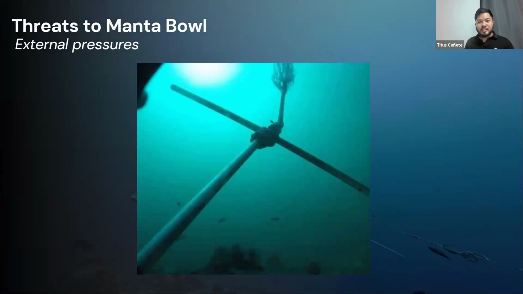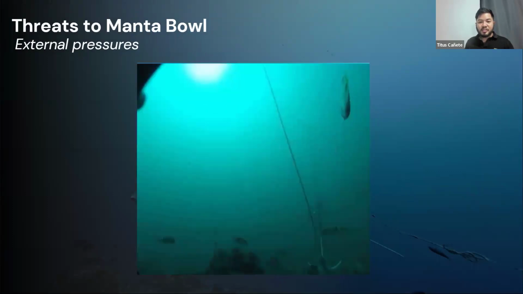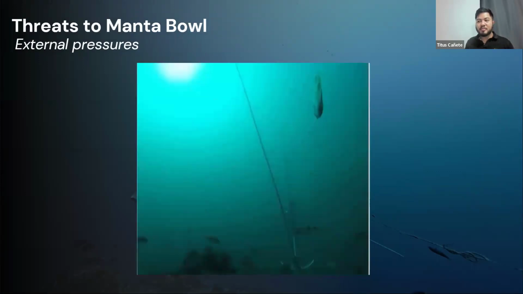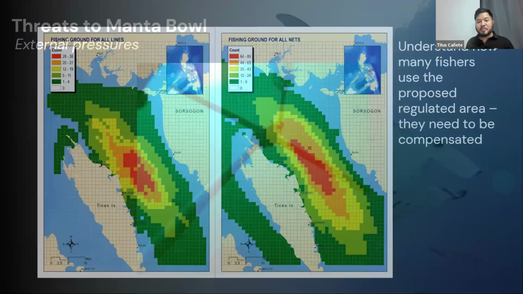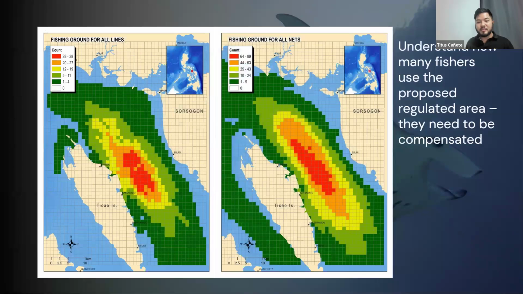We've also been able to identify that there are external pressures like anchors that are dragging through the reef. And this would not have been possible had this accessible technology not been present. So there are currently movements as to how we can better protect the manta bowl because as of today, the manta bowl, while it's a protected area, it is currently a multiple use zone, meaning anyone can do anything at any time. So there is currently a movement to better protect or have better zoning for the area.